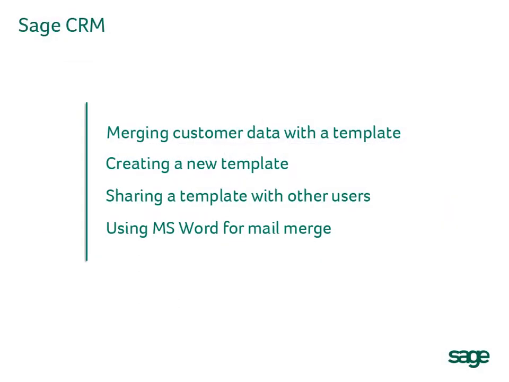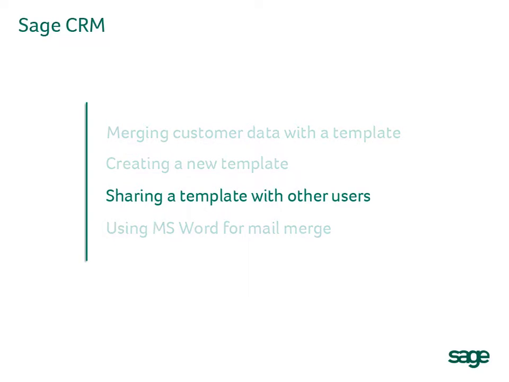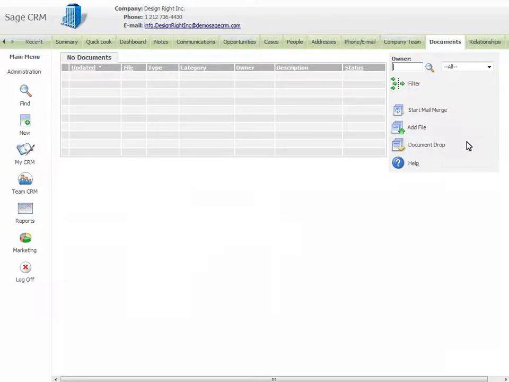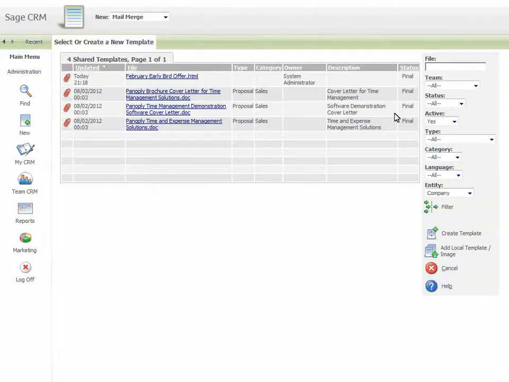Now let's look at sharing a template with other users. You need to be an administrator or info manager with email and template rights. Go to the Documents tab in the context where you created your new template and select Start Mail Merge. Click on the paperclip icon next to the template.